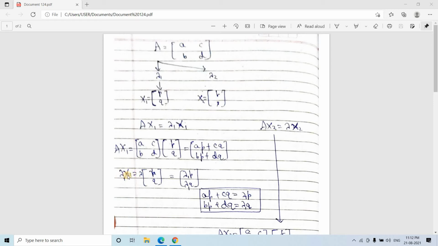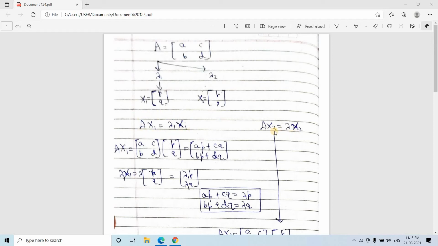And what will be the value of lambda 1 x1? Lambda 1 multiplied by p, q, so lambda 1 p and lambda 1 q. Since A x1 equals lambda 1 x1, this 2 cross 1 vector and this vector are the same. So the first element of one is the first element of the other, and we can say ap plus cq equals lambda 1 p. Similarly, bp plus dq equals lambda 1 q. So these two equations we have got from A x1 equals lambda 1 x1.